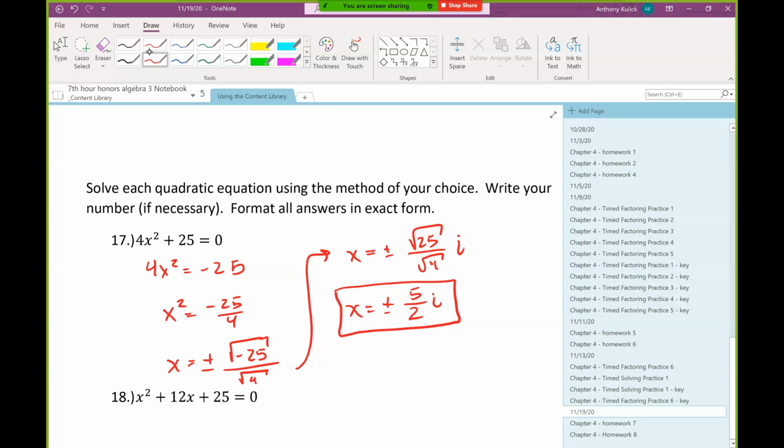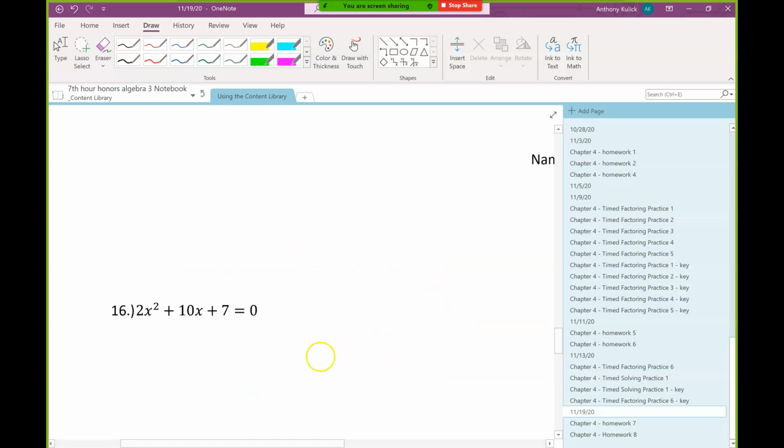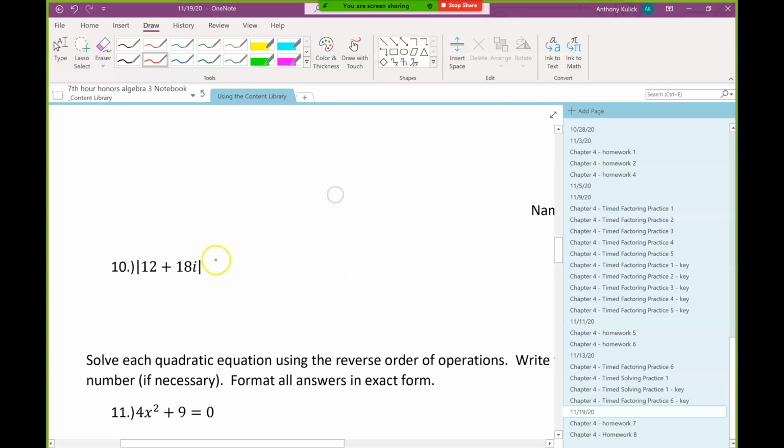Okay, I think we had one more question here, number 10. Okay. So number 10 was asking the absolute value of a complex number. To do the absolute value of a complex number, we just are going to do the square root of a squared plus b squared.